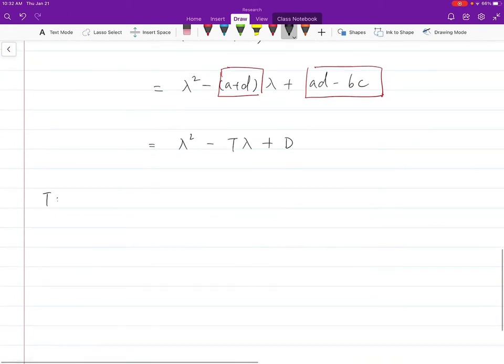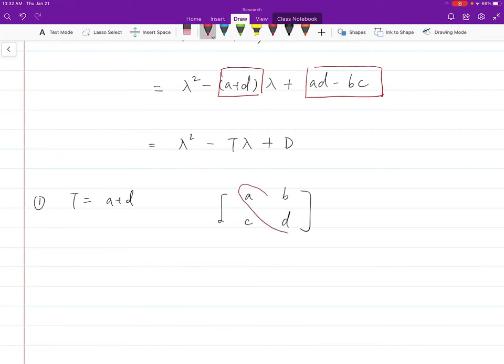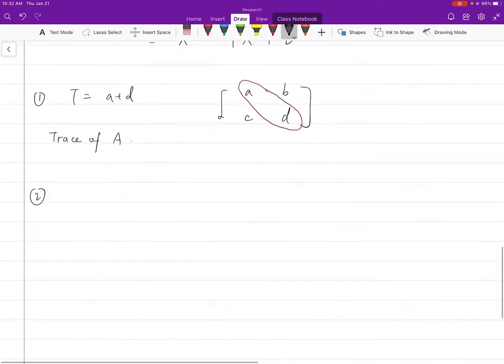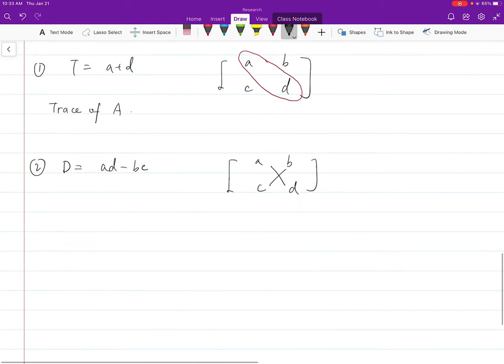Now let's see what T is. T equals A plus D. That is what you have in the matrix, the sum of all the diagonal elements. We give this one a name: it's called the trace of A. Second, we have D. D equals AD minus BC. It's very easy to see it's actually the determinant of A.